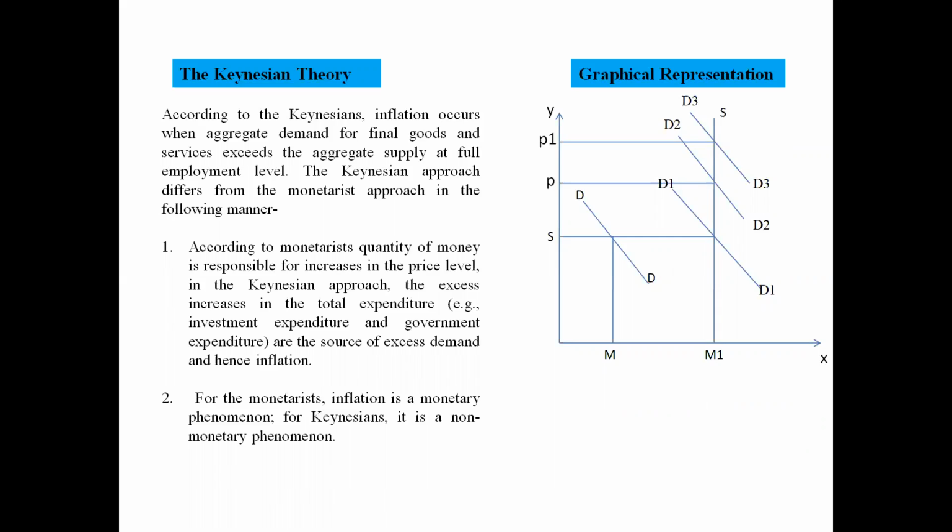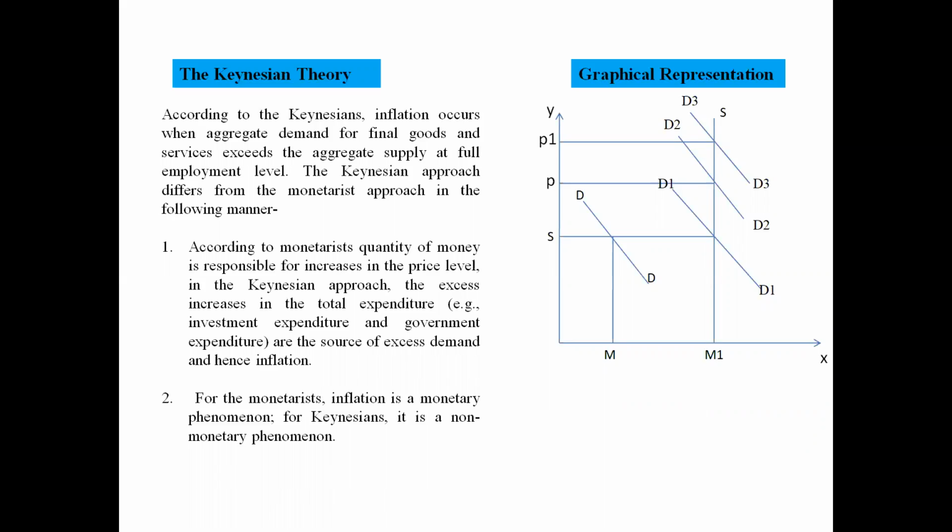So the second point, for the monetarist, inflation is a monetary phenomenon. For Keynesian, it is a non-monetary phenomenon. So এজনে monetary phenomenon বুলি কৈছে, আন এজনে কৈছে non-monetary phenomenon. গতিকে Keynesian theory-টোত কি কৈছে আমি এই গ্ৰাফিক্যাল ৰিপ্ৰেজেন্টেশনটোৰ পৰা চাম. So SS is the supply curve, OX represents the supply of output and OY is the price level.